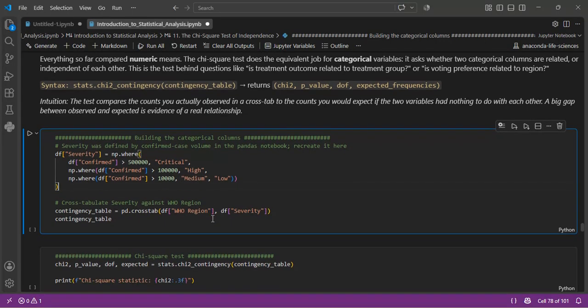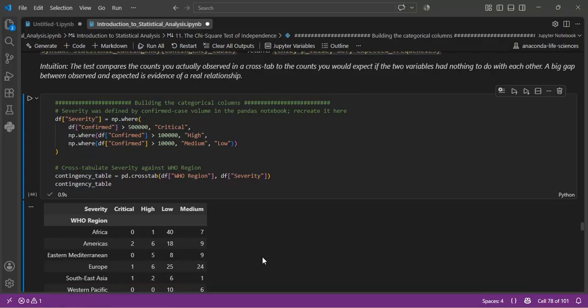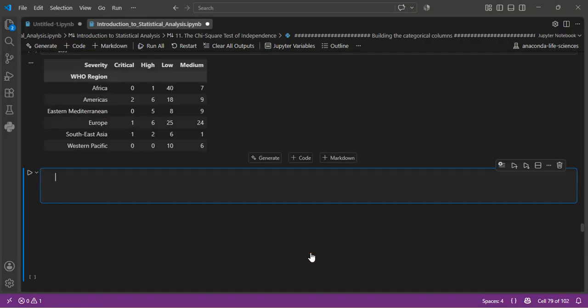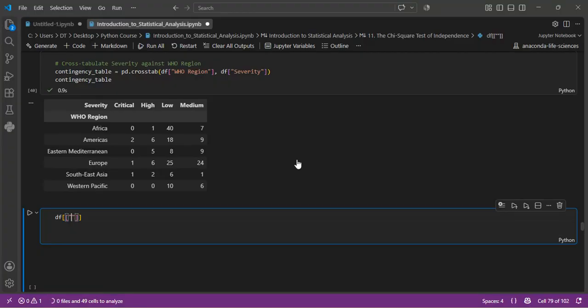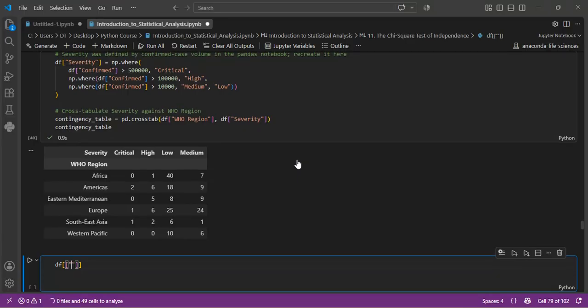After we are done, we create a cross tab. Let me run the code to explain the cross tab for you. When we run our code, let me also add a df. Let me choose two columns. I want to choose the WHO region, and then also the severity.